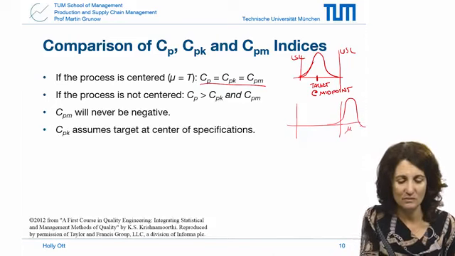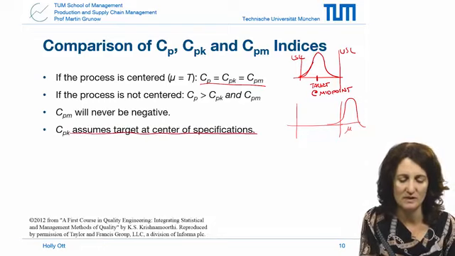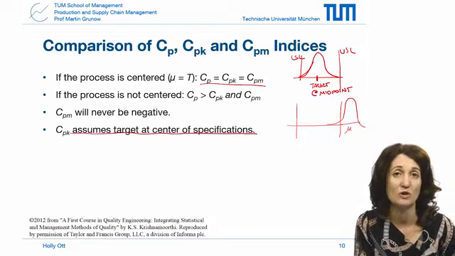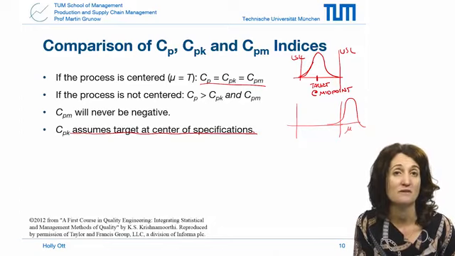CP and CPK, as we said before, assume the target is at the center of the specifications. And of course, this is more critical than for the CPK. You're calculating it from the specification limits, with the implied assumption that the target is at the center.